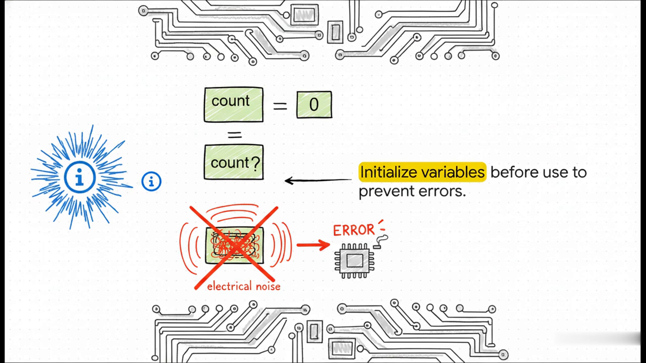For example, if you declare an unsigned integer called count, you need to actively set it to 0 right out of the gate. If you skip this step, your microcontroller might just grab whatever random leftover electrical noise happens to be sitting in that memory address. And in embedded systems, that immediately leads to undefined behavior and total hardware chaos.